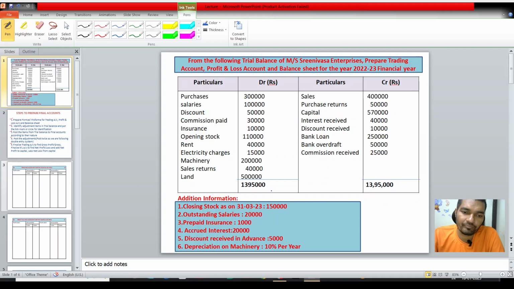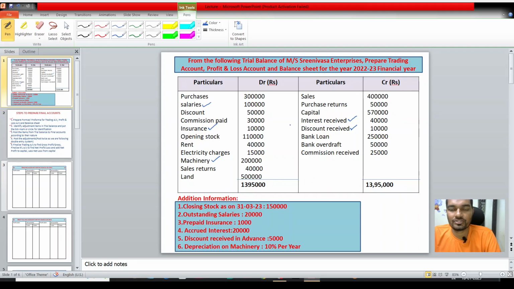Except closing stock, all the remaining adjustments we need to identify in the trial balance and put a tick mark. The second adjustment is outstanding salaries, so put the tick mark for the salaries. Next, prepaid insurance, put the tick mark for the insurance. Fourth, accrued interest, the interest which is given on the credit side of the trial balance. Discount received in advance, credit side of the trading account. Depreciation on machinery also we need to identify.